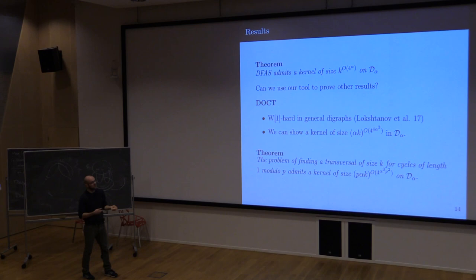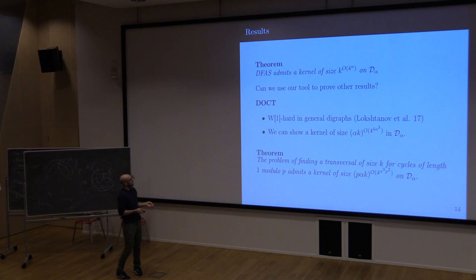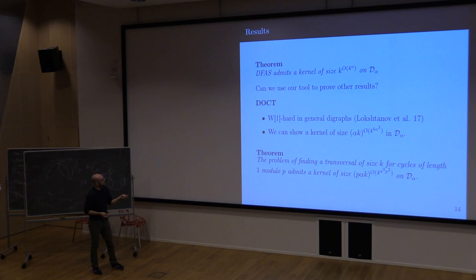So this question is very different in the general setting, because it has been proved to be W[1]-hard. However, in our case and with our tools, we can show a kernel of polynomial size. And in fact, we're able to show even something a bit stronger than this, because if you look at odd cycles, well, they're cycles of length 1 mod 2. And actually, we can replace 2 with anything we want. So we can find cycles of length 1 mod p, and we can find a kernel for this.